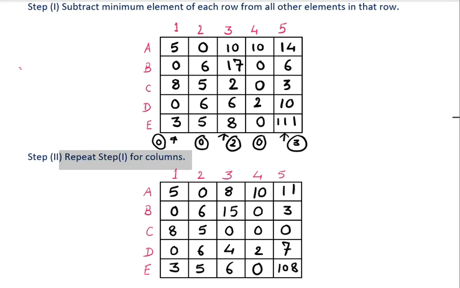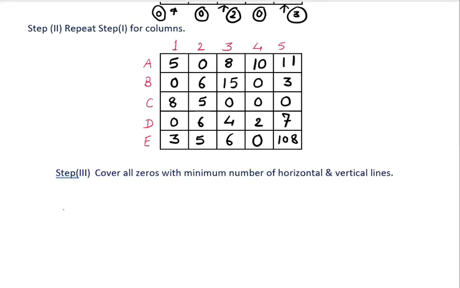Now we perform the next step. Cover all zeros with the minimum number of horizontal and vertical lines. Now we perform this step on the cost matrix obtained in step 2. This cost matrix.